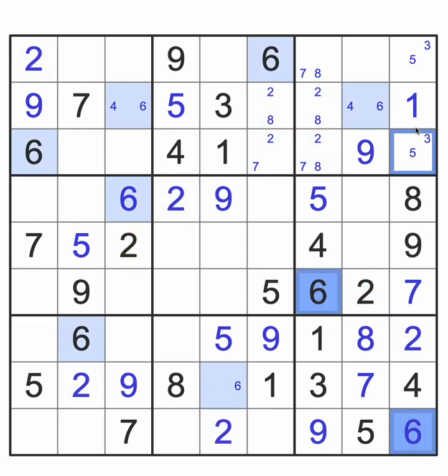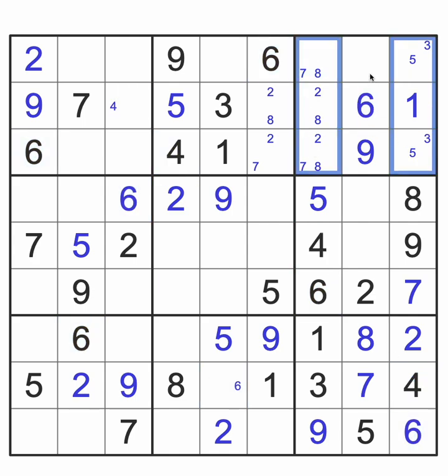6 and 6 block these. This 6 blocks here, gives me 6 here. These are 2, 7, 8. These are 3 and 5. Or I say 4 and 4 block these, gives me 4 here. That gives me 4 here.